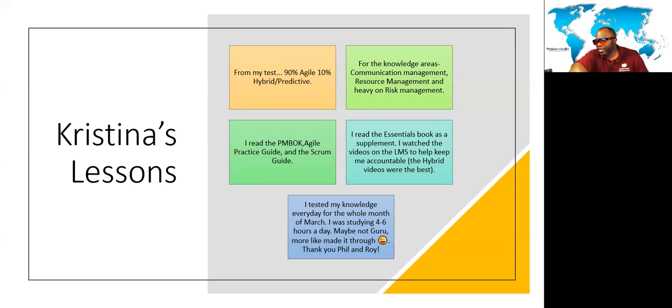For the knowledge areas, communication, resource management, risk, they could appear heavy. Just remember, everyone has a different exam configuration. Now, this student read the PMBOK, the Agile Practice Guide, and the Scrum Guide. I would highly advise it. She also read the Essentials book from Praizion. In this case, some of you may read the Immersion book, right? And test your knowledge and pound it until you feel extremely comfortable. So Christina, at the end of the day, made it, and she's probably forgotten that she's given us these lessons learned. She's now PMP guru.